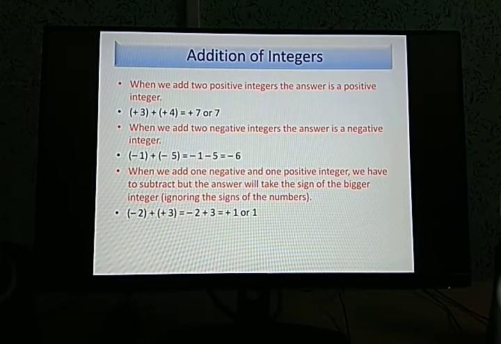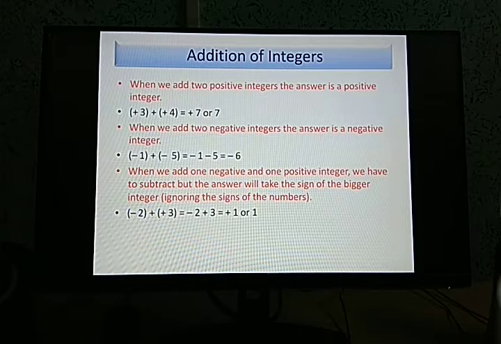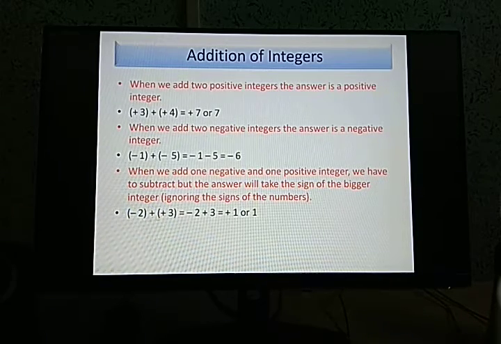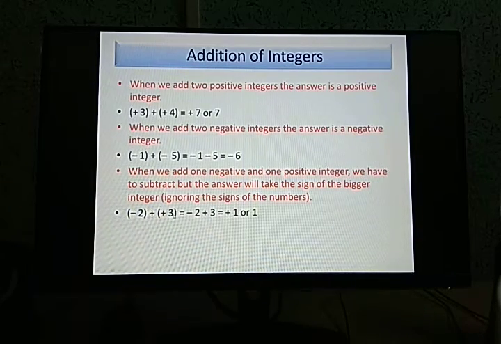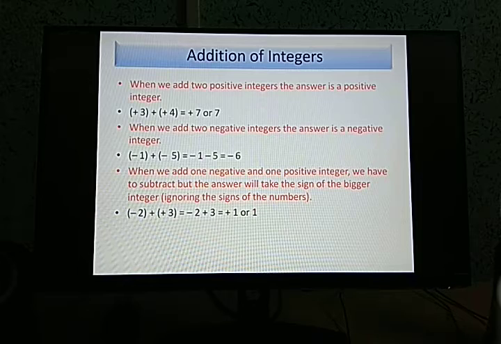And whatever the result will come out, the sign of that result will be the sign of the bigger integer. Now which is bigger, which is smaller? Obviously in this case plus 3 is bigger and minus 2 is smaller. But we will not take into consideration the sign of the numbers. Whenever we say bigger or smaller, we will not consider plus 3 as bigger or minus 2 as smaller. We'll just see the number, only the number, not the sign.